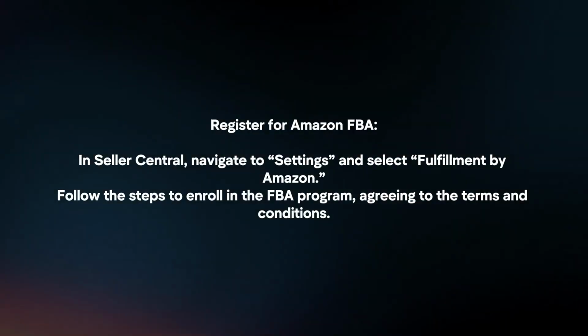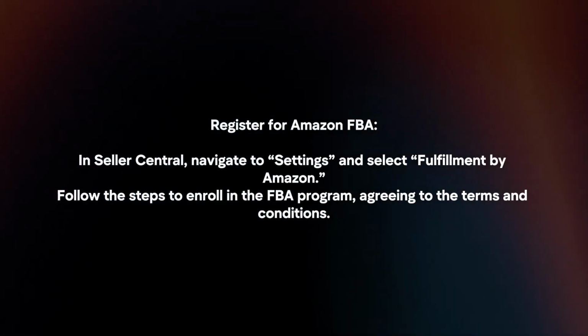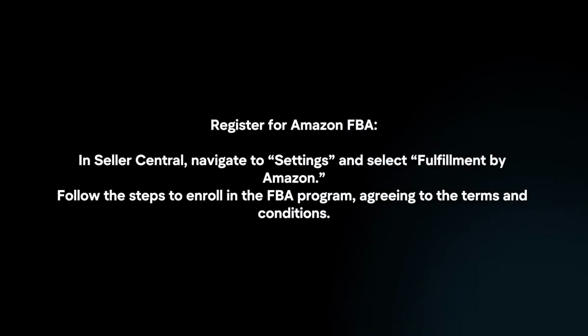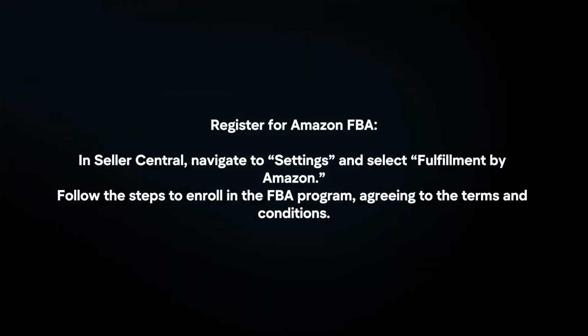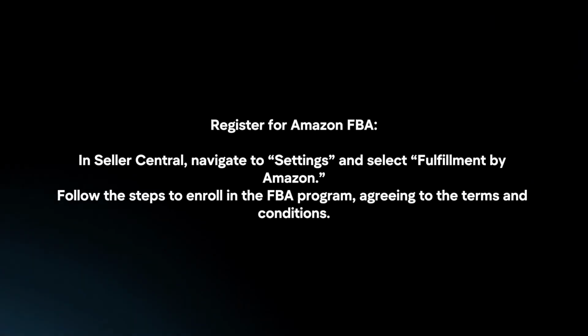Register for Amazon FBA. In Seller Central, navigate to Settings and select Fulfillment by Amazon. Follow the steps to enroll in the FBA program, agreeing to the terms and conditions.